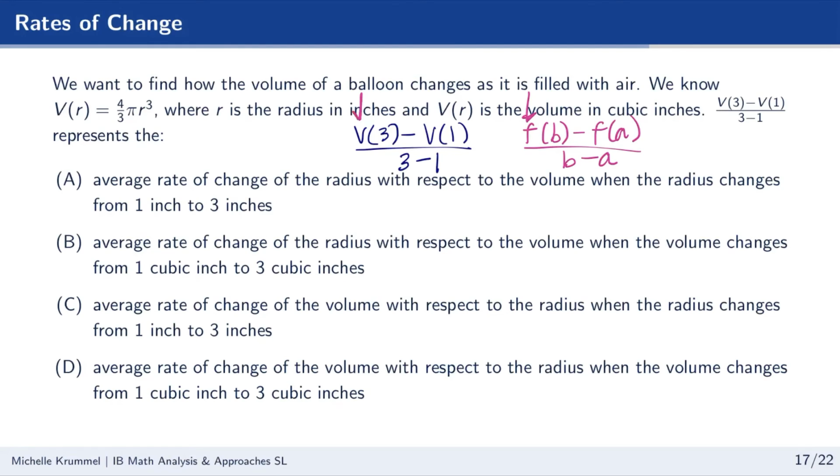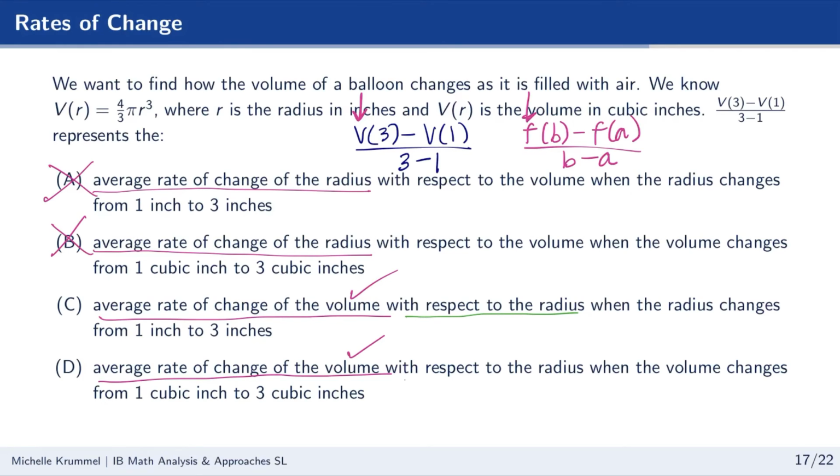And the f in this case is v, so it's the average rate of change of v, average rate of change of volume. So it's not the average rate of change of radius, it's the average rate of change of volume. With respect to the radius, if you go back to our definition of derivative, the "with respect to" is always going to define for you what your independent variable is. With respect to tells us what the independent variable is.